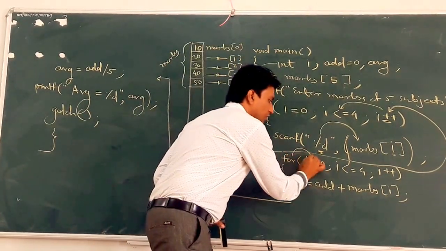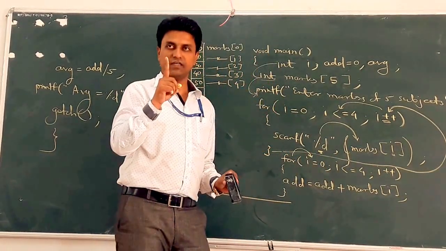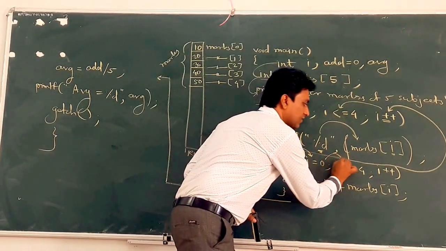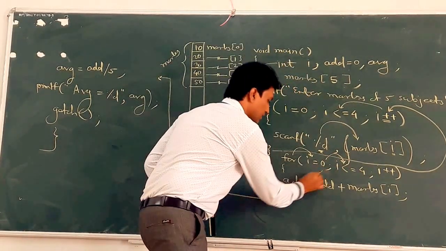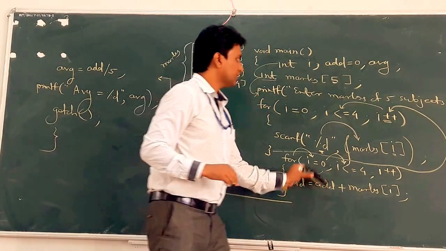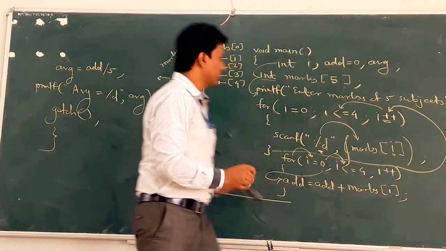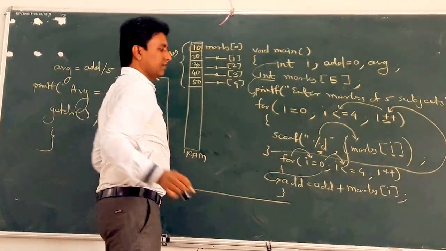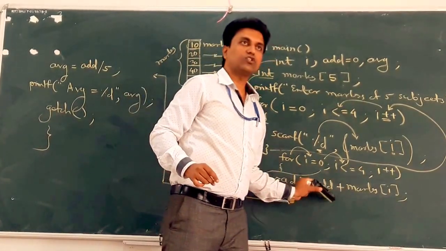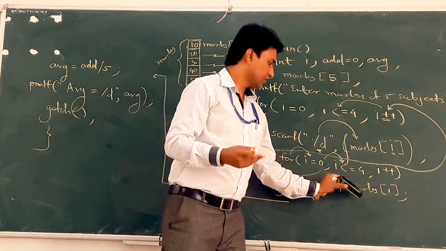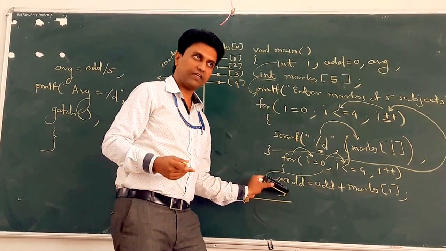After that, the for loop. Here again this for loop initializes i to 0 again in the memory. Then 0 less than or equal to 4, condition true. The cursor goes to the for loop. What is the value of addition first? 0. 0 plus marks of 0. Marks of 0 means 10. This is retrieved here. So 0 plus 10, that is 10, stored in the add variable.